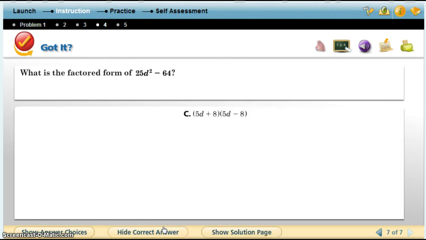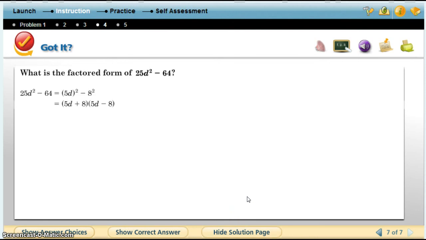Okay, I'm going to go ahead and show you the correct answer, and I'll show you the solution page because we are running out of time here, but it is similar to the last problem.